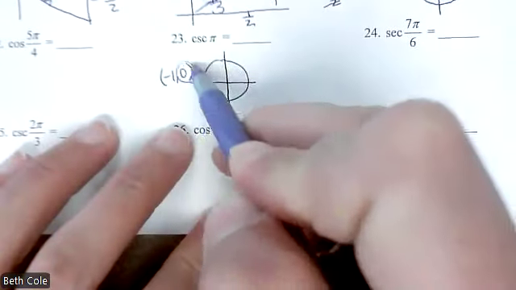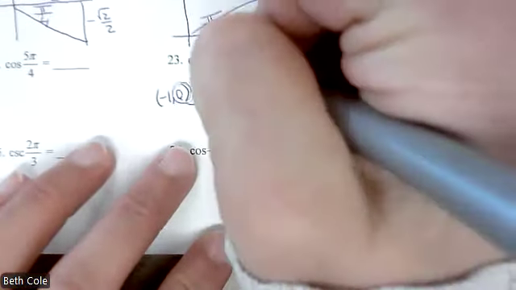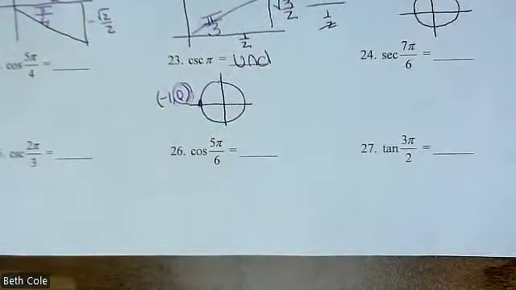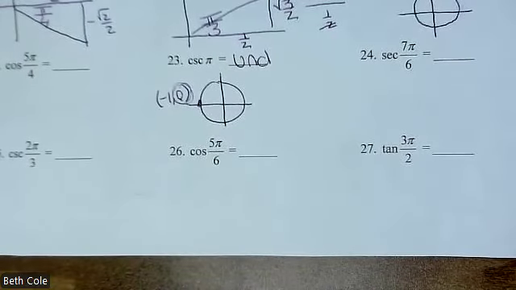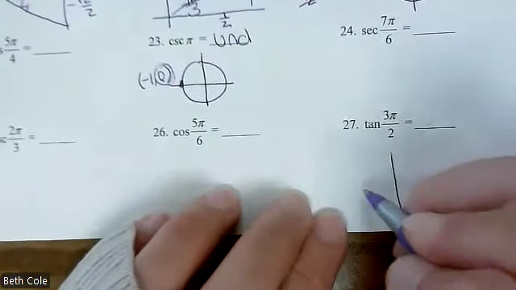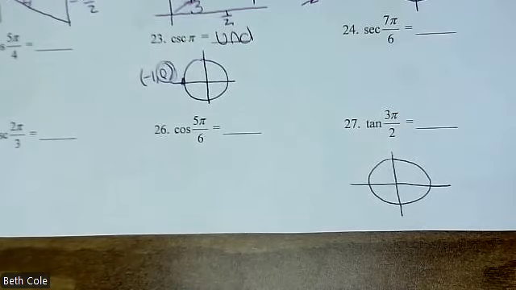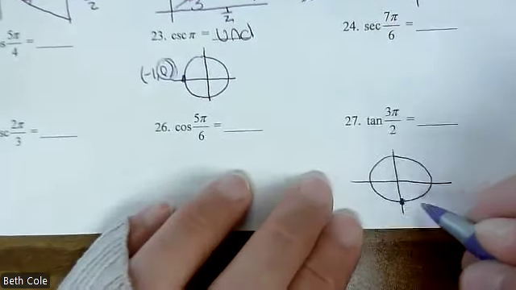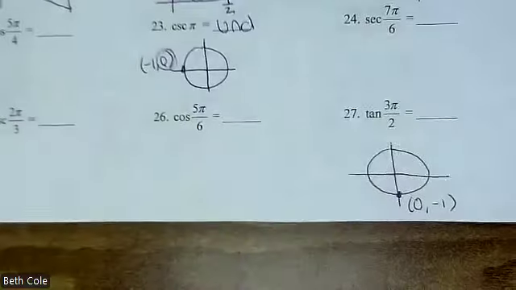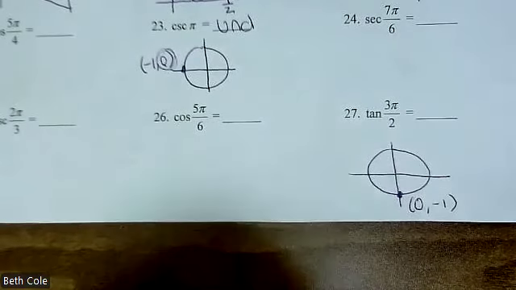Cosecant, you're going to flip the y value. Now that's where you can't flip 0. So undefined. Cool. And there's one more on there that is a circle. Yeah, 27. Let's do that one. Down is correct. So that is 0, -1.